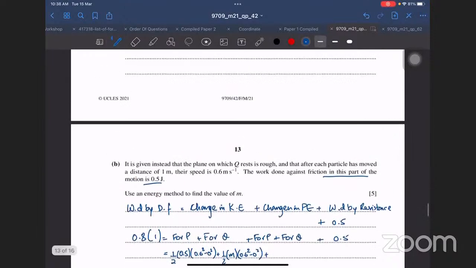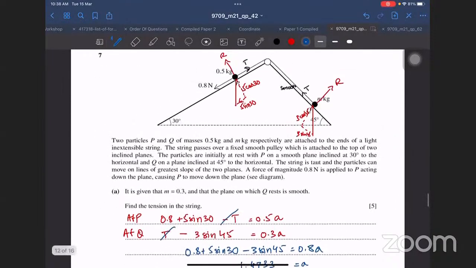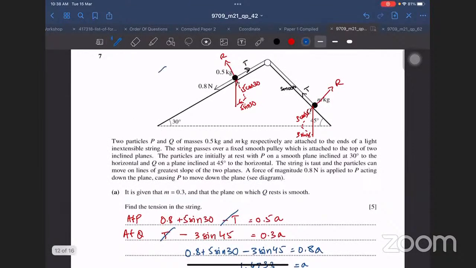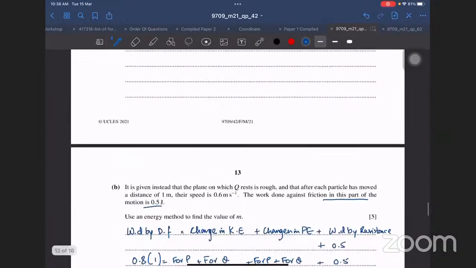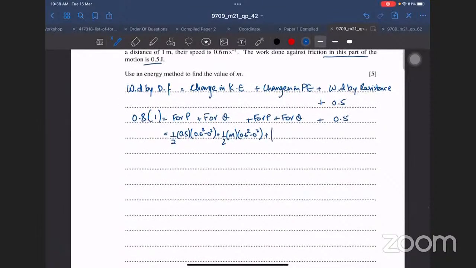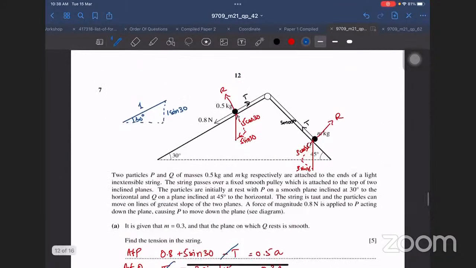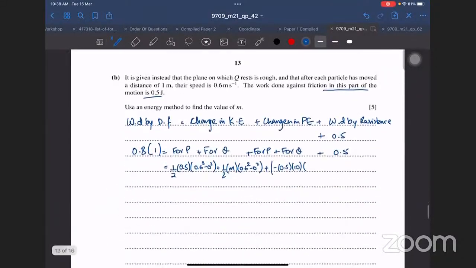Now, P is going down, so it's losing potential energy. How much is it going down? This is a 1 meter slope at 30 degrees, so the height has to be 1 sine 30. So it's losing its potential energy. So I'm going to say minus 0.5 g, and sine 30 gives me half.